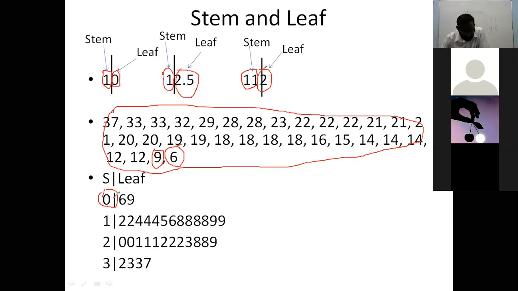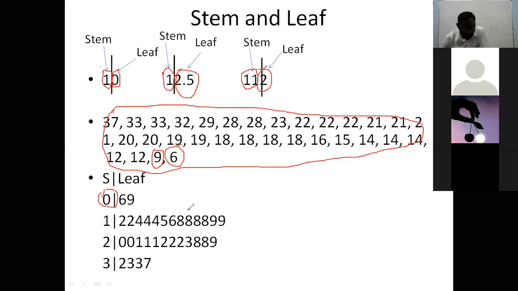Stem 0, 9 is the leaf. So 6 and 9 are coming as a stem of 0. So likewise, we can put all the values into stem and leaf. Right? Okay.